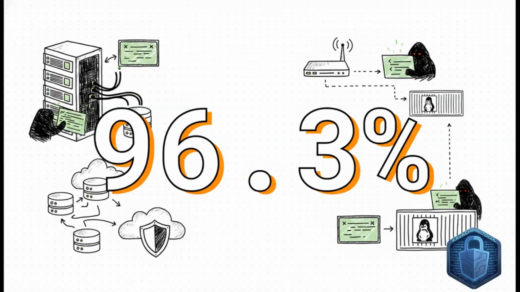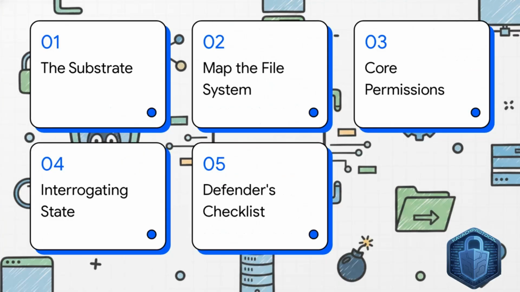It's completely non-negotiable. So here's our roadmap for this explainer. First, we'll cover the substrate, then mapping the file system, core permissions, interrogating state, and finally, we'll wrap up with the defender's checklist. Let's get started.